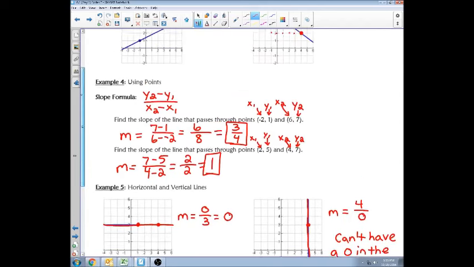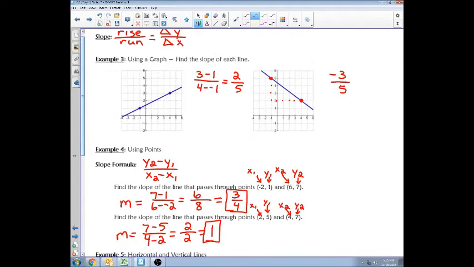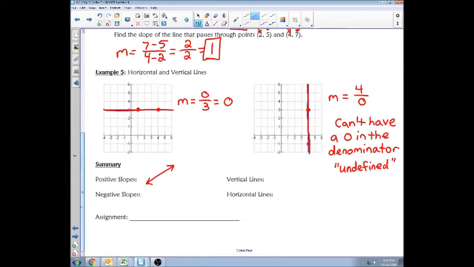Negative slopes. It's asking us about negative slopes. Well, our second example over here, I have a negative slope, negative 3 over 5. And as you notice, as I move from left to right, it is going to be going down. So I'm going to take and draw an arrow down from left to right. Okay? Vertical lines, we just talked about that. Nope, not there. I'm sorry, that's a horizontal line. Vertical lines, we just talked about that right there. So its slope is always undefined. Okay? Horizontal lines, the slope is always 0.